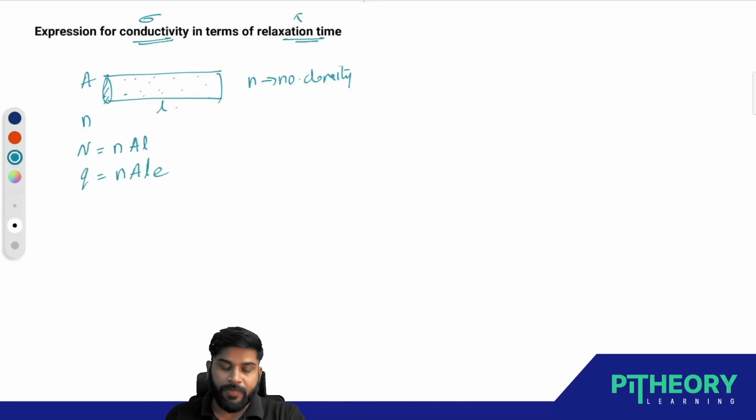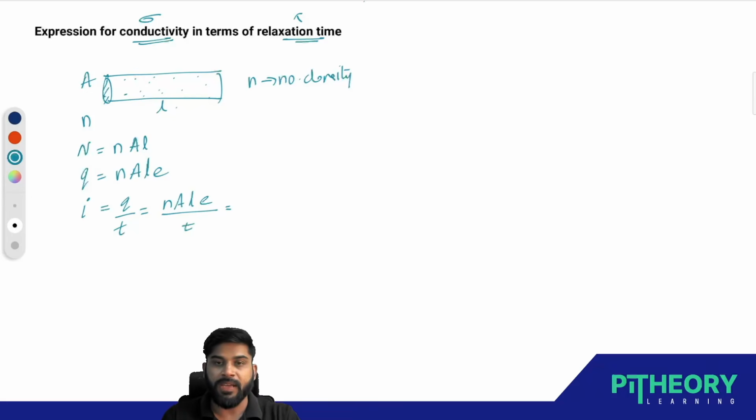So Q we got. If you apply a certain potential difference across this, the current due to that you can write as Q by T, which is NALe divided by T. This L by T you can write as the average velocity with which electrons drift inside, the drift velocity. So you can write NAeVd, where Vd is the drift velocity of electron. If I take A to the left-hand side, you get I by A, which is the current density J, that is NeVd.